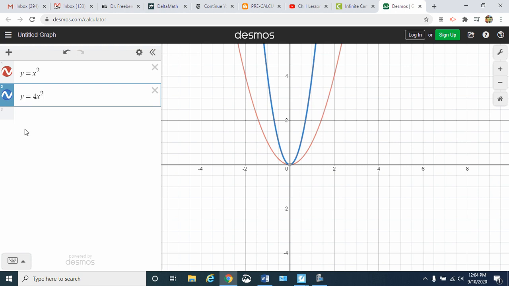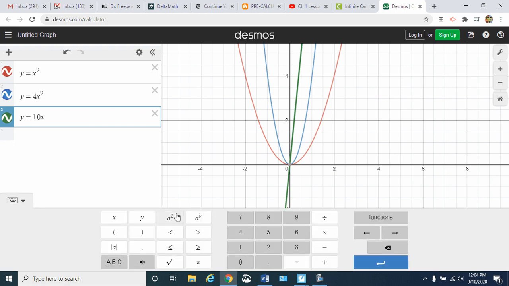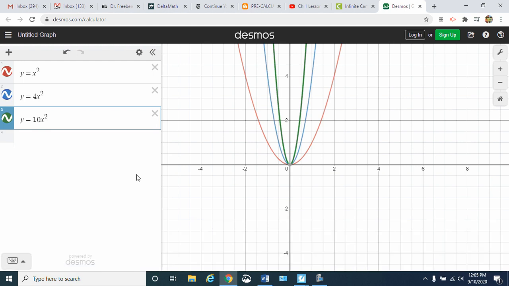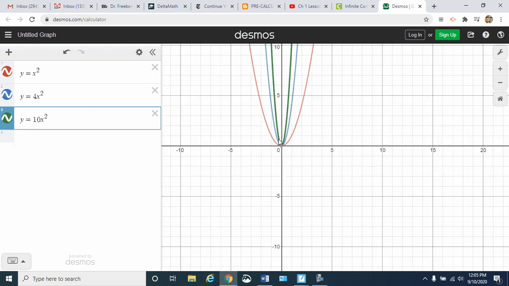All right, what do you think is going to happen when we put y equals 10x squared in there? Let's go ahead and make your prediction. And of course, it's even more stretched. The pattern has changed. Instead of over 1, up 1, it's over 1, up 10. Let's pull that out a little. There we go. It's over 1, up 10. It has become even more vertically stretched.